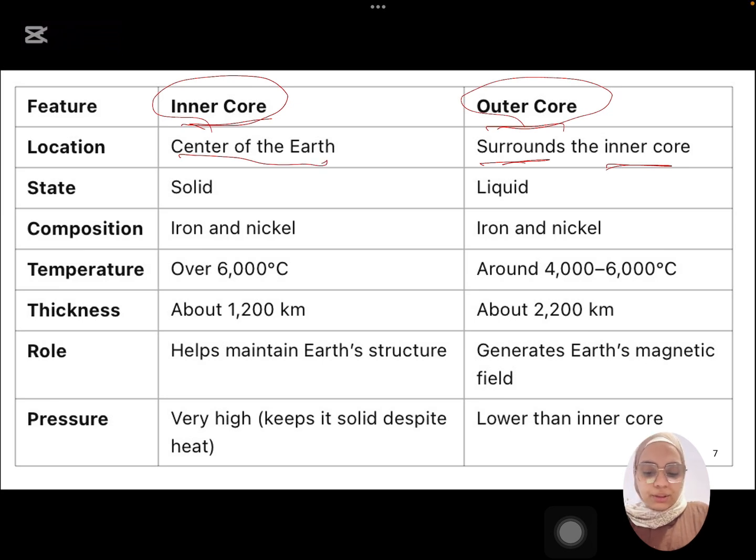Both of them are made of metals, mainly iron and nickel, but the outer core is made of liquid iron and nickel, and the inner core is made of solid iron and nickel. Now take a look at the temperature of both of them. You can see that the inner core has very high temperature. So the inner core is the hottest layer. So here we will write hottest layer.